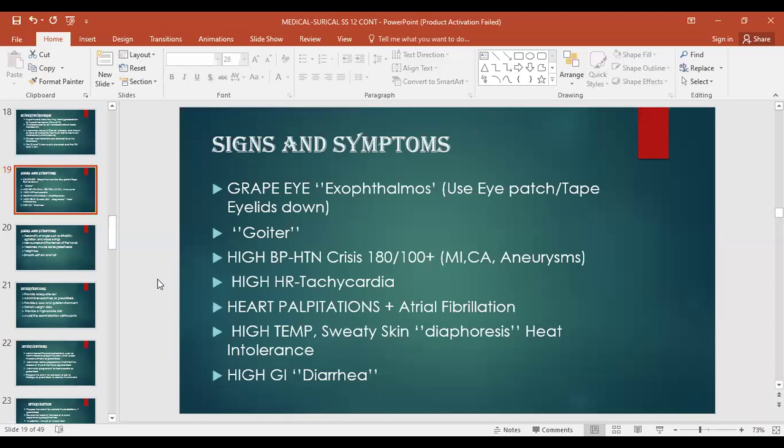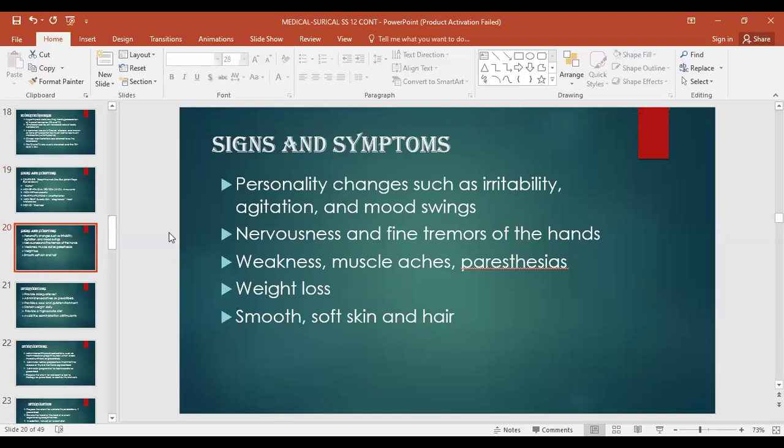Okay, so I told you that these patients will have what? They will have diarrhea. Then another thing is personality changes, such as what? Irritability. This patient will be irritable. Patients will have agitation and mood swing. Then there will be nervousness and fine tremors of the hand, weakness, muscle aches. This patient too will have paresthesia.